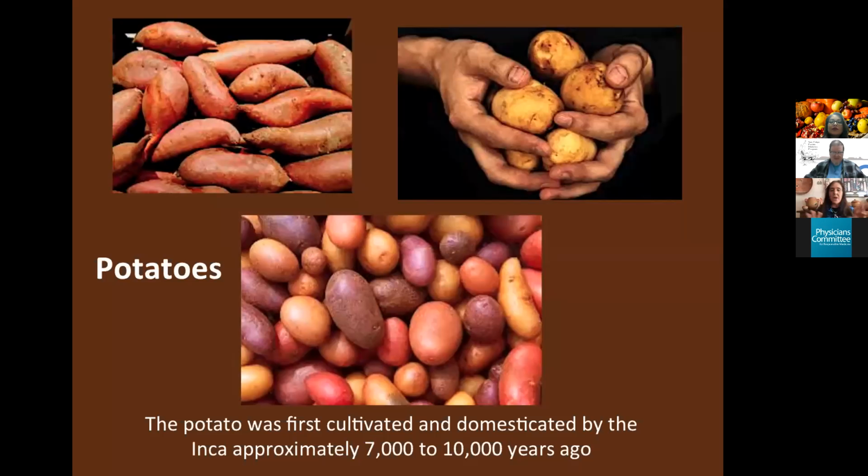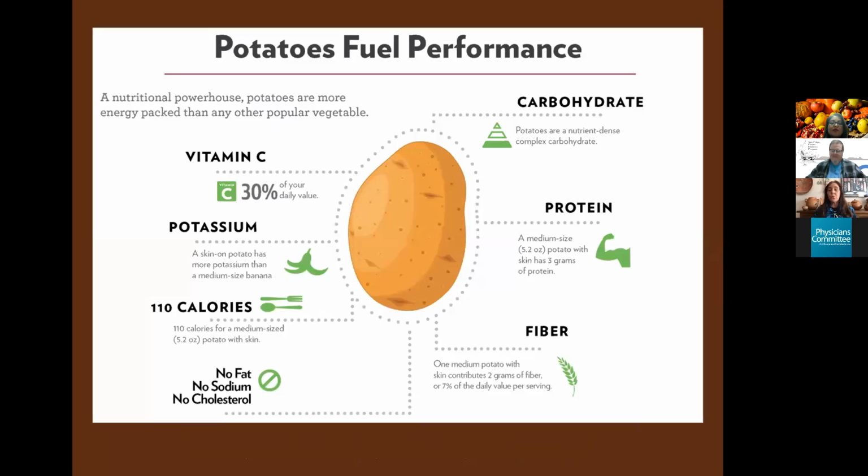So that's another thing. Potatoes, the first potato cultivated somewhere between 7,000 and 10,000 years ago. They originated with the Inca people in the highlands of Bolivia and Peru. And so potatoes, another really important food in our diet. Here you can see their fuel. So they have carbohydrates and protein and fiber, and that gives us energy.